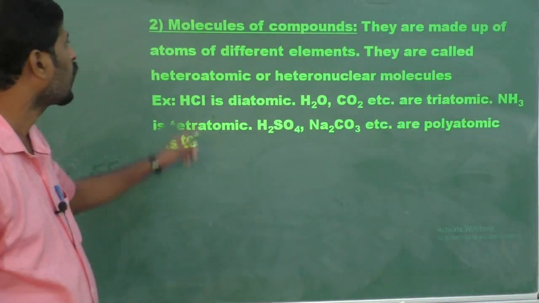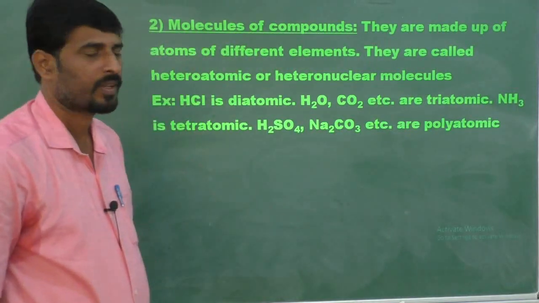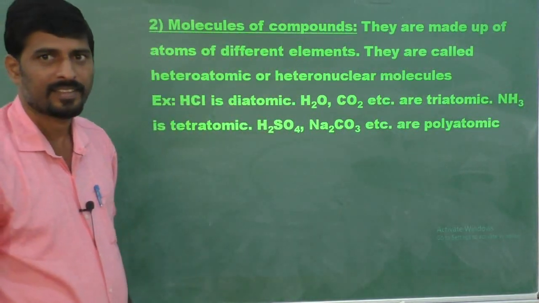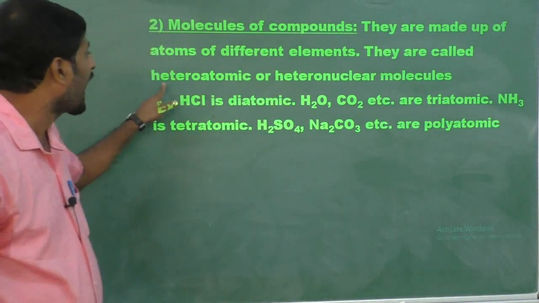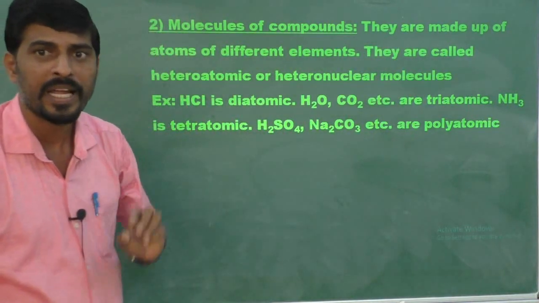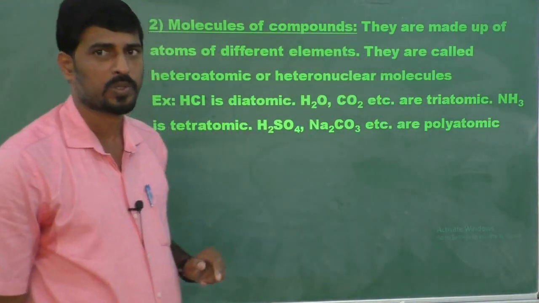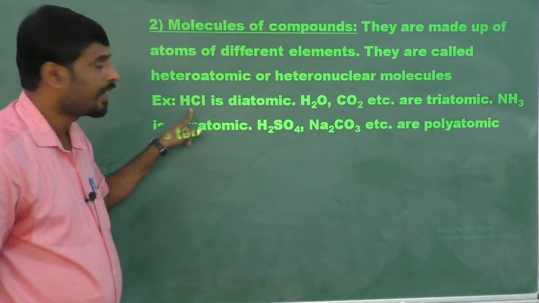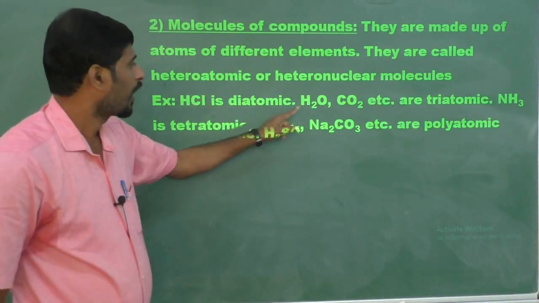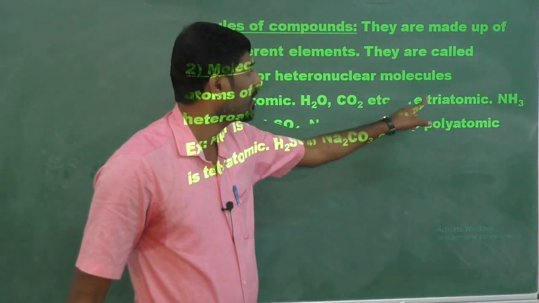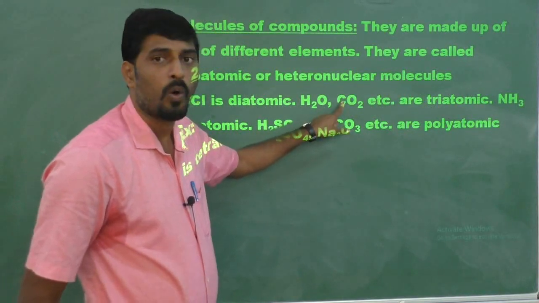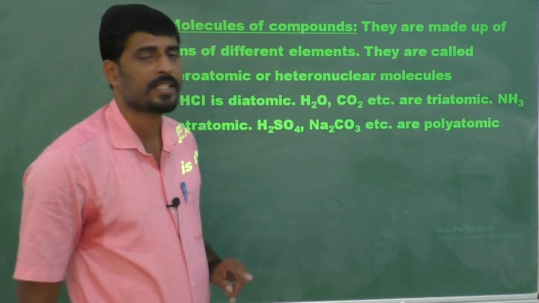Next, we will move on to molecules of compounds. They are made up of atoms of different elements. Hence, they are called heteroatomic or heteronuclear molecules. For example, HCl is diatomic; hydrogen and chlorine are different. H2O, CO2, etc. are triatomic, meaning three atoms combine with one another: two hydrogen, one oxygen; one carbon, two oxygen.